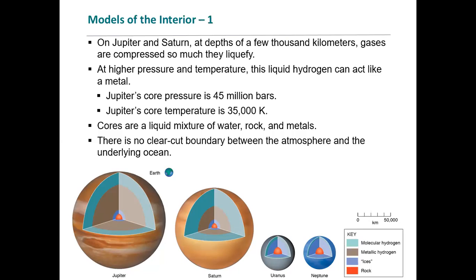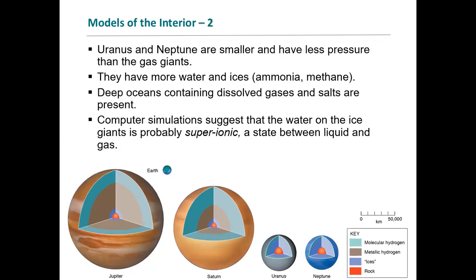The cores are a liquid mixture of water, rock, and metals, and there's no clear-cut boundary between the atmosphere and the underlying oceans. But they do have those ionized liquids that are rotating, and of course you'd expect magnetic fields to come from that situation.